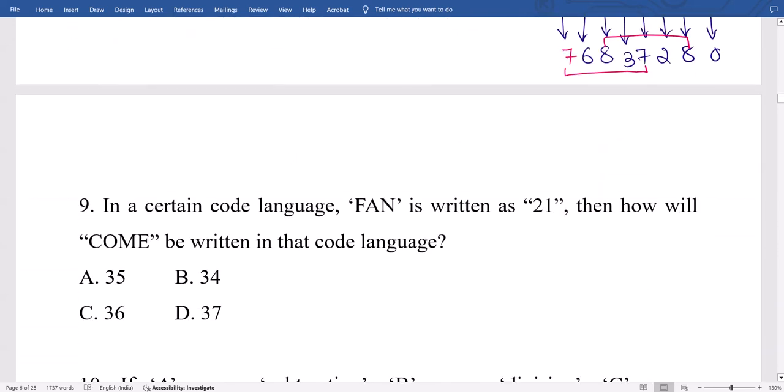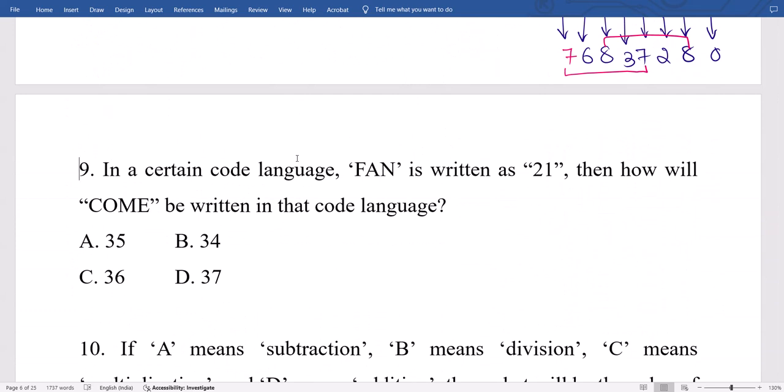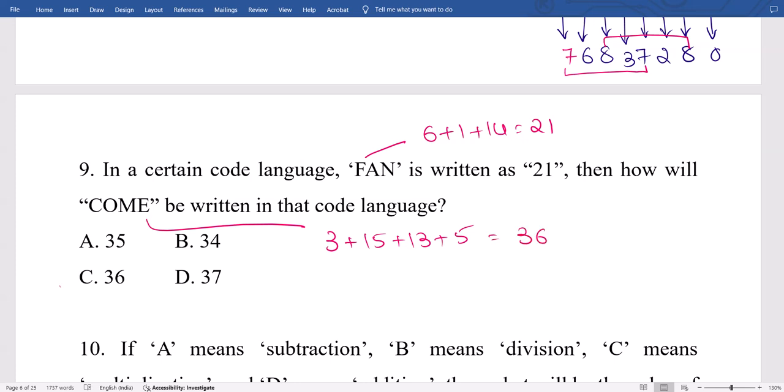Now coding and decoding. Fan is given as 21. So we know F is 6, A is 1, N is 14, adding to 21. So it's a direct one. Now, come: what can we do with come is 3 plus 15 plus 13 plus 5. This is 20 and 16, which is 36. So C is the correct option.